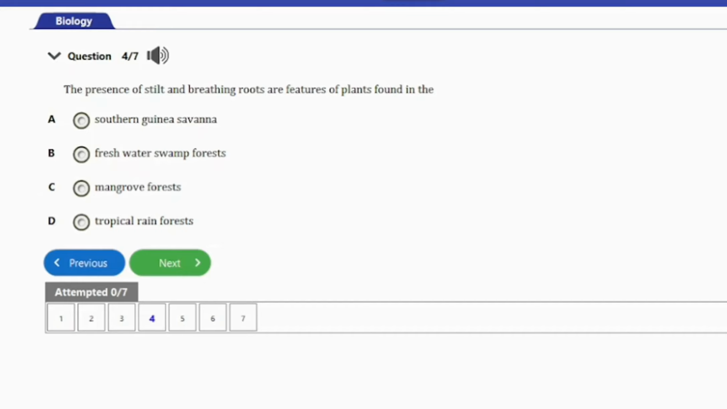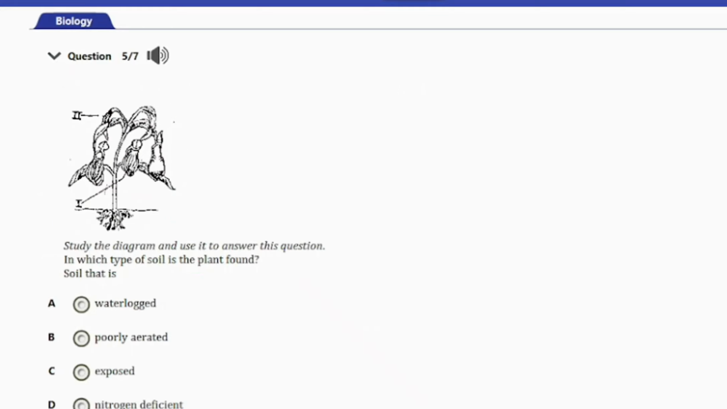So let's go ahead and consider the next question, guys. That's question number 5 here. It says, study the diagram and use it to answer this question. In which type of soil is the plant found? A. soil that is waterlogged, B. soil that is poorly aerated, C. soil that is exposed, and D. soil that is nitrogen deficient. So guys, the answer to this question here is option D, that is soil that is nitrogen deficient.